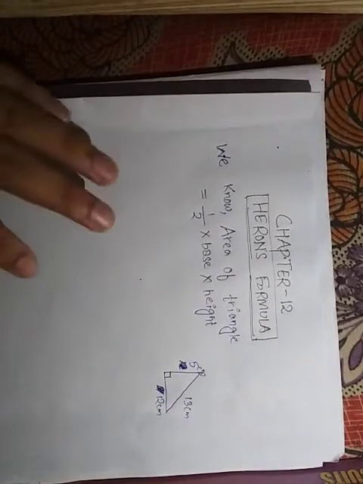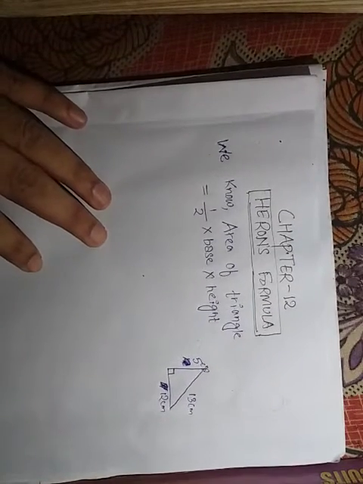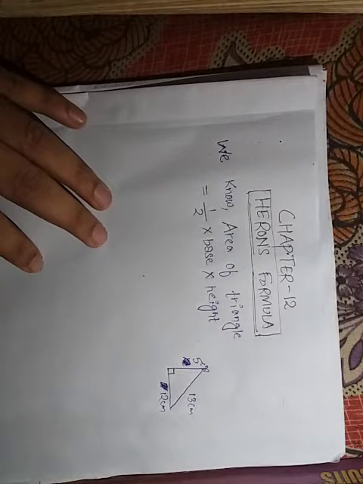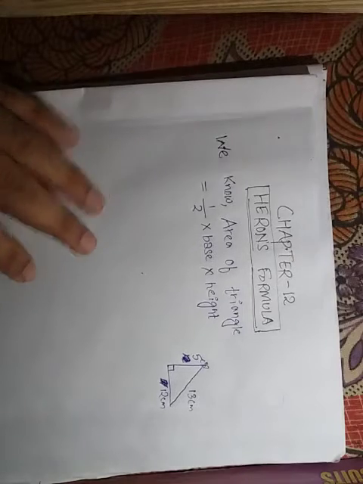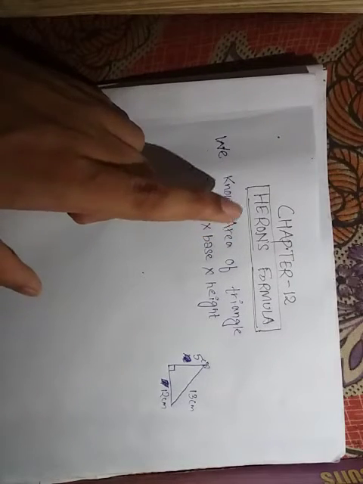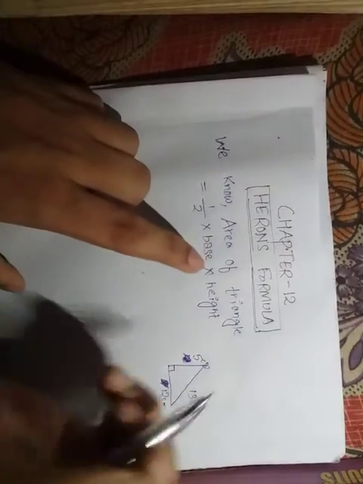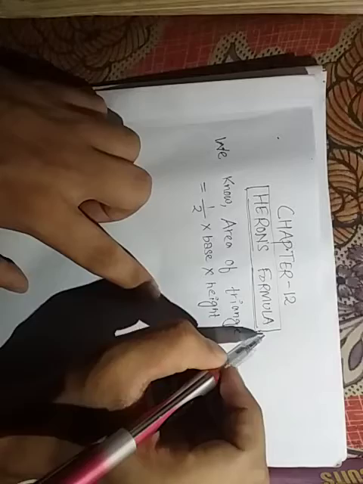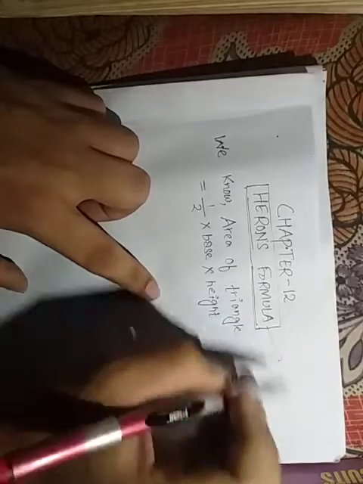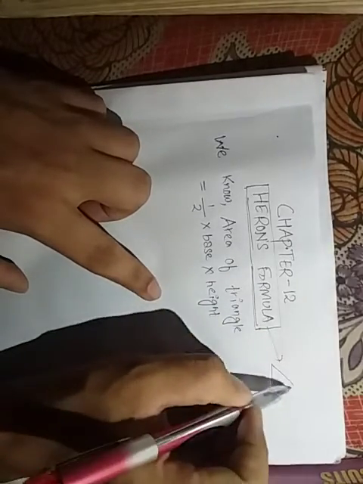Welcome to the video. Today we will be studying chapter 12 of class 9 maths. The name of the chapter is Heron's formula. Heron's formula means there is a formula to calculate the area of a triangle. Whenever the word Heron's formula comes, it is related to a triangle.